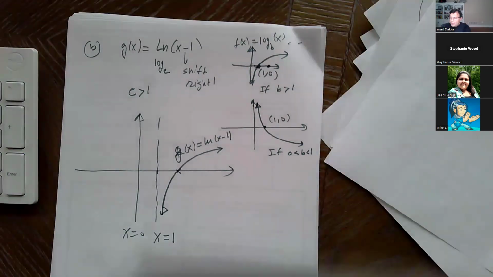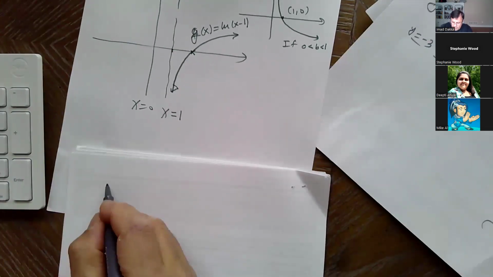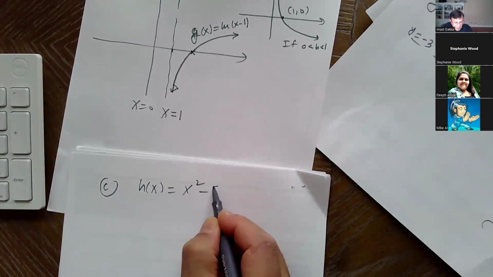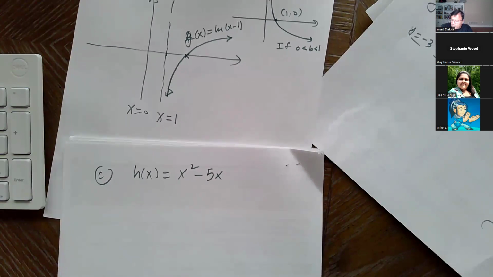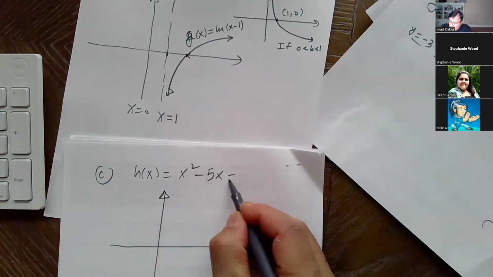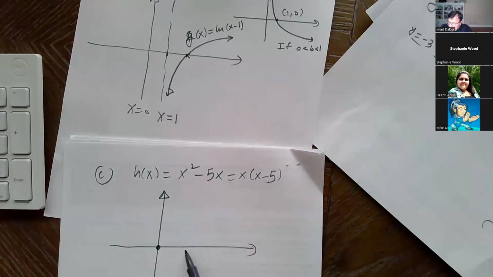The third one is a parabola. Again, you have calculators. You can check all of this, okay? It's a parabola that concaves down. It's going to cross the x-axis at x equals 0 and at x equals 5.